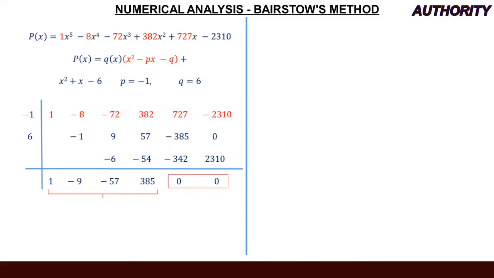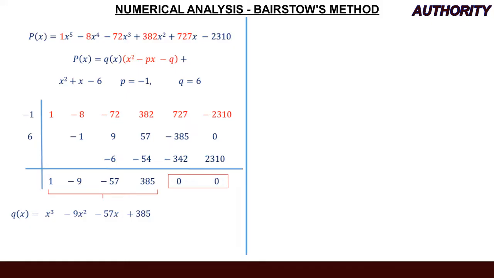Now look at what we have here. We said that q of x is equal to x cubed minus 9x squared minus 57x plus 385. Now a question is, why did we have x cubed? Look at it. We have a polynomial of degree 5. When it's being divided by a quadratic polynomial, which is of degree 2, it's going to reduce the 5 by 2. When you reduce 5 by 2, it's going to give you 3. So that is why we have q of x to be a polynomial of degree 3.